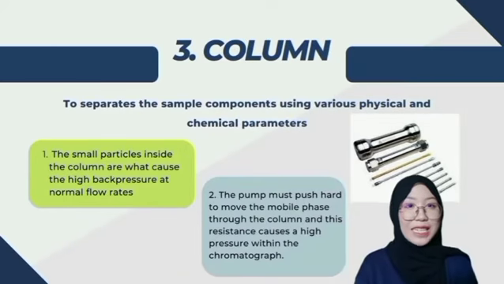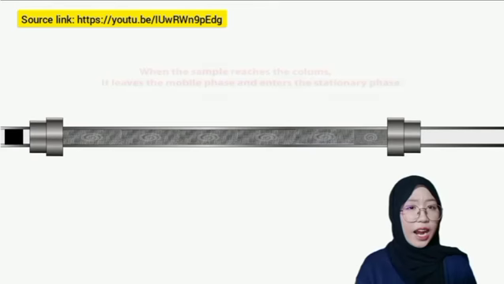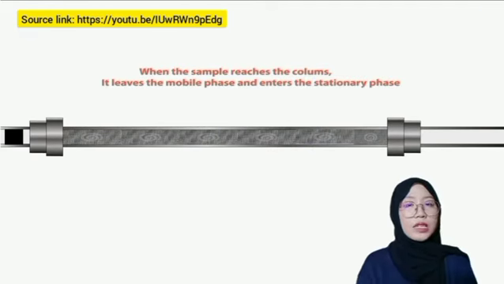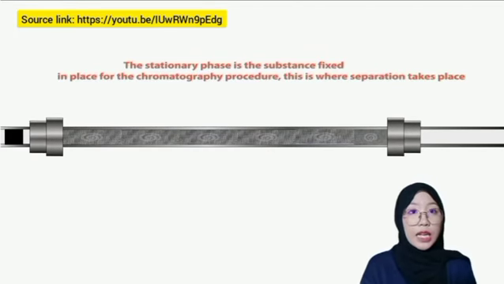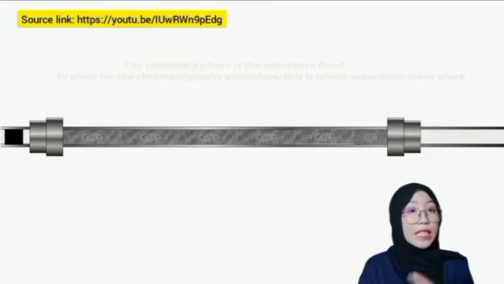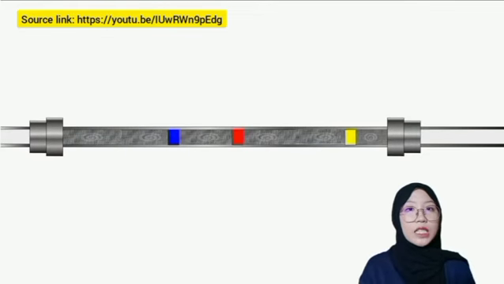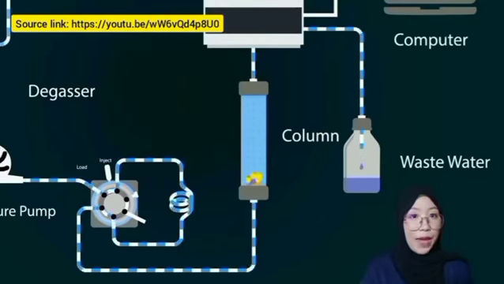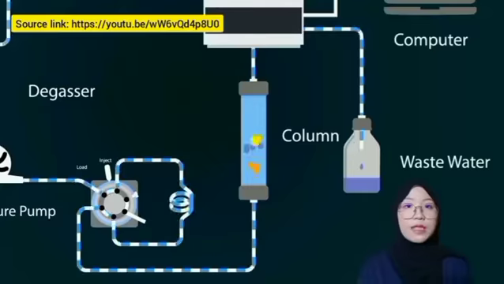Thirdly, we have the column. The column is considered the heart of the chromatograph. The column stationary phase separates the sample components of interest using various physical and chemical parameters. The success or failure of a particular analysis depends on the choice of a column.